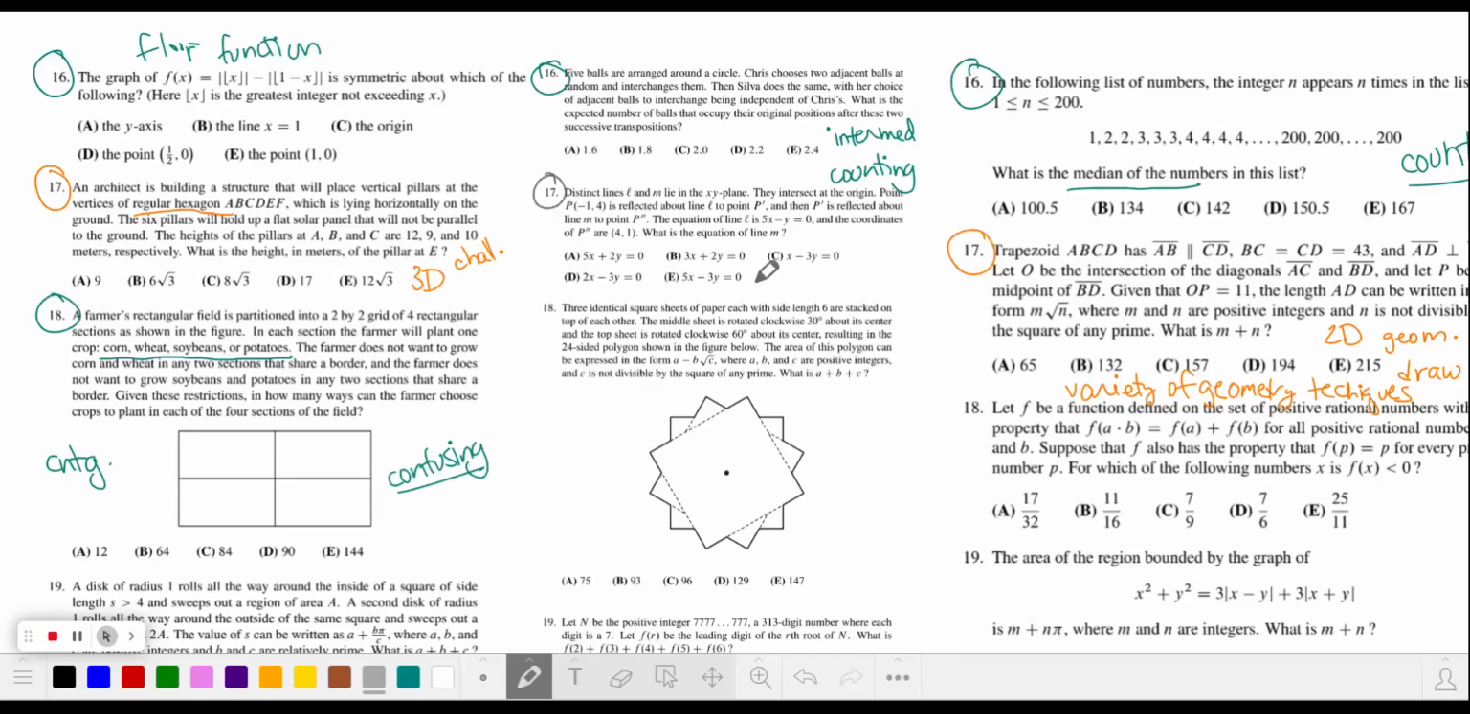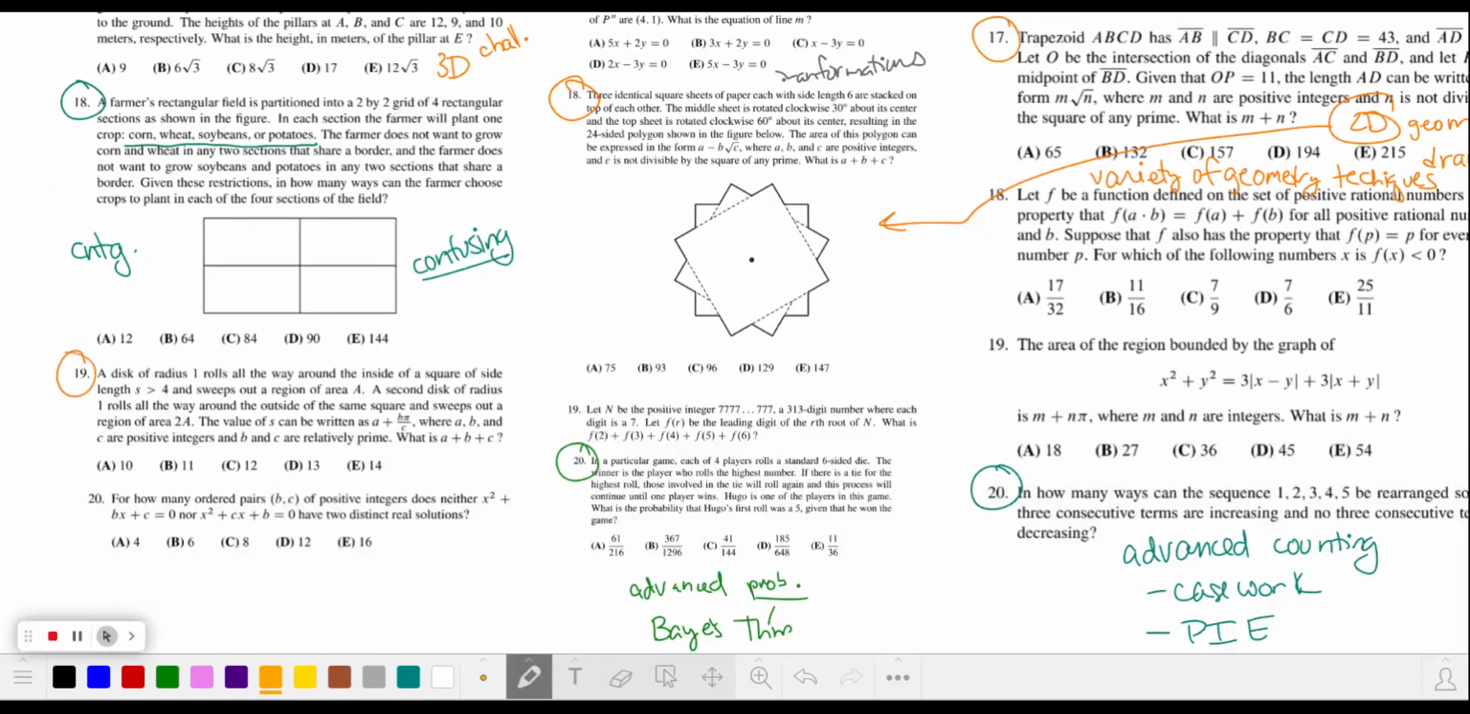Over here, we're doing some transformations of lines, but this is pretty advanced. Here again, we have some 2D geometry in number 18. There's a lot of symmetry, but it's hard to figure out the best way to find this area. And here's another area problem.